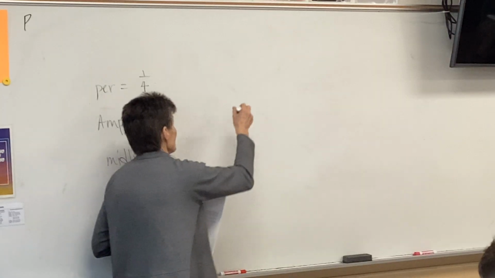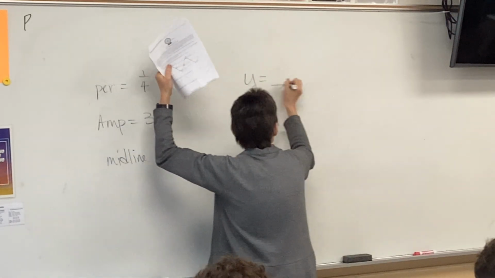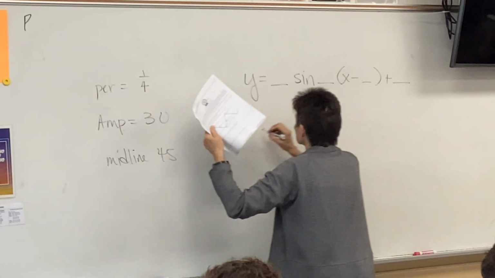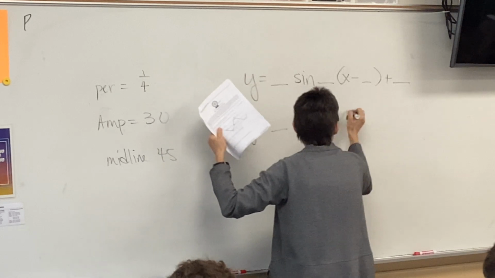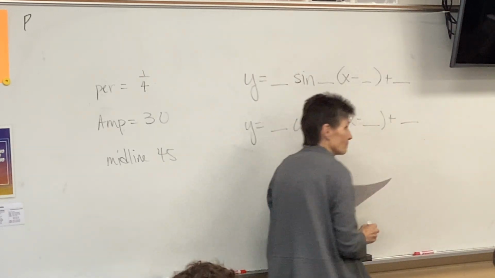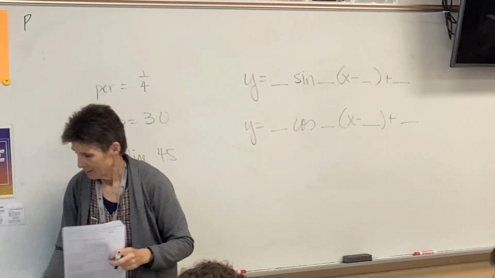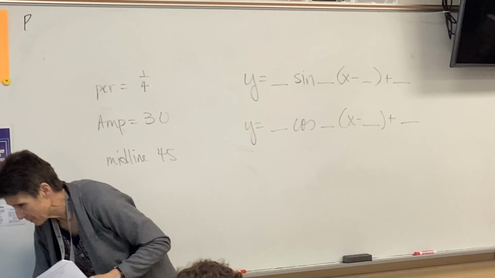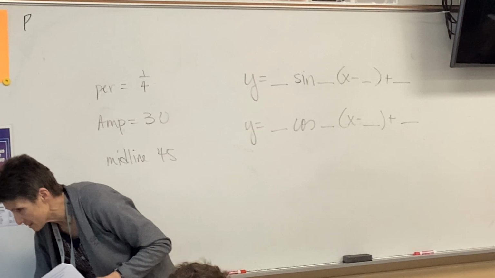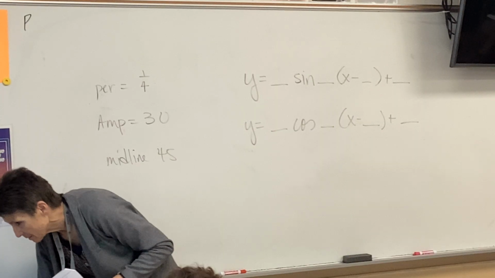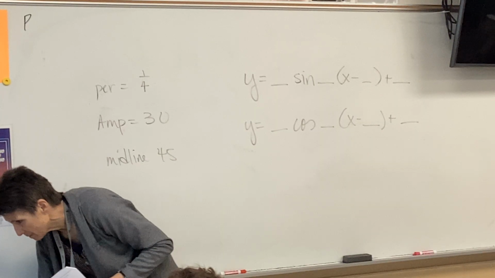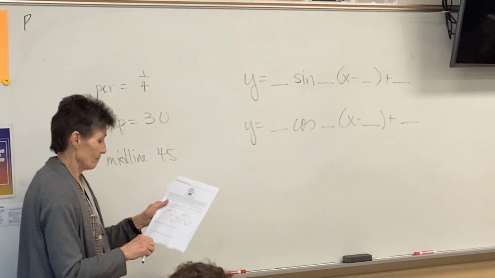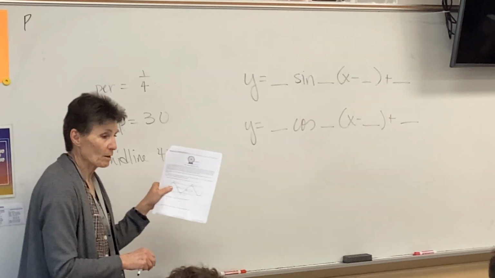Now we're going to write an equation. You've got your picture right here. Here is the info that we found yesterday. And now we're going to fill in some blanks. So you need to be able to do this. We have our points labeled.